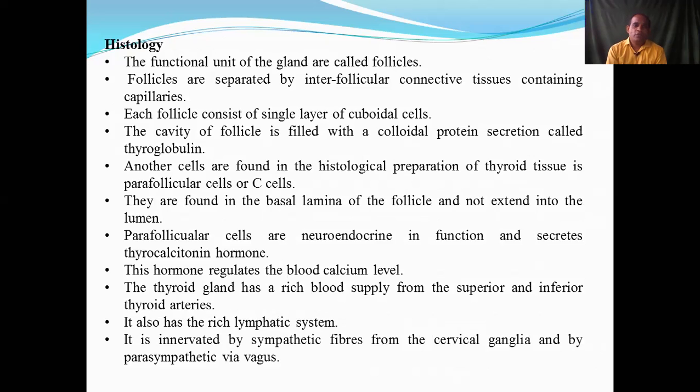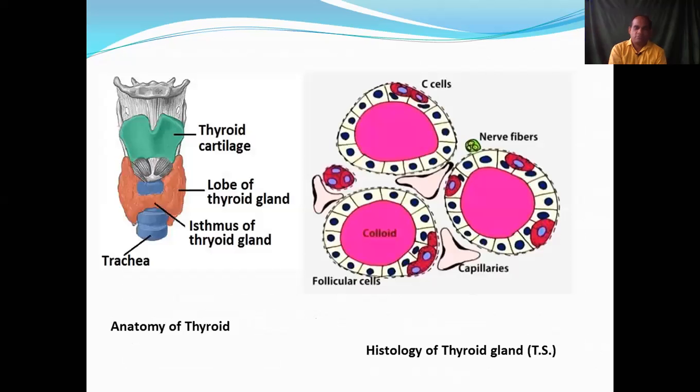These cells are found in the basal lamina of the follicles and do not extend into the lumen. Parafollicular cells are neuroendocrine in function and secrete thyrocalcitonin hormone. This hormone regulates the blood calcium level. The thyroid gland has a rich blood supply from the superior and inferior thyroid arteries. It also has a rich lymphatic system. It is innervated by sympathetic fibers from the cervical ganglia and by the parasympathetic via the vagus nerve.